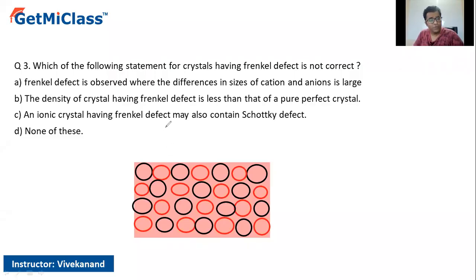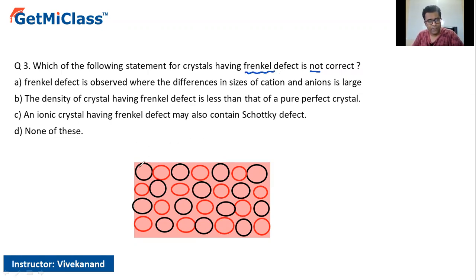Question number 3. Which of the following statements for the crystals having the Frenkel defect is not correct? A. Frenkel defect is observed where the difference in the sizes of cations and anions is large. B. The density of crystal having the Frenkel defect is less than that of the pure perfect crystal. C. An anion crystal having the Frenkel defect may also contain Schottky defect. And D. None of these.